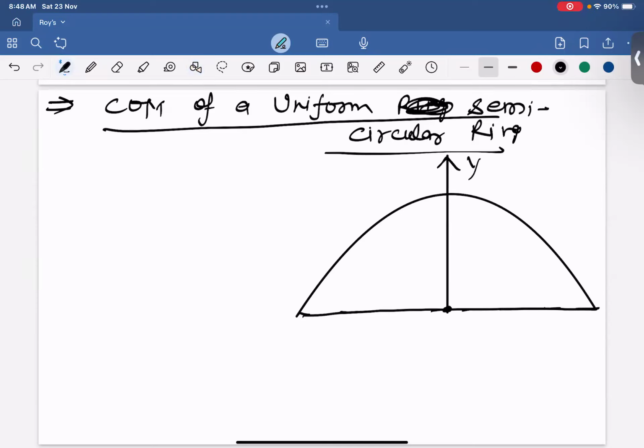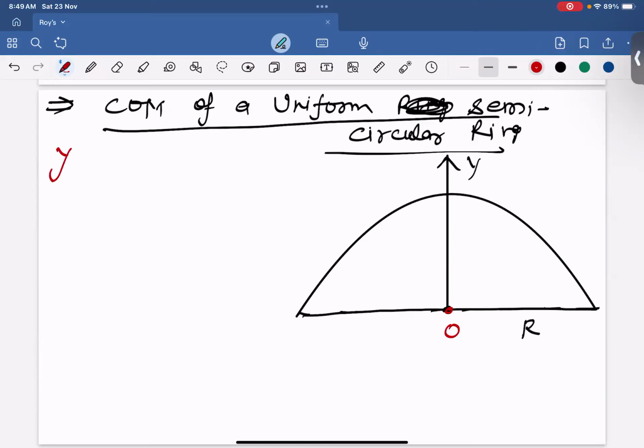Why am I saying that? If you cut it along the y axis, it will be divided into two equal parts. Am I right? Yes, sir. So if it is symmetrical about the y axis, the center of mass must lie somewhere on the y axis. So I'll try to find the y coordinate.